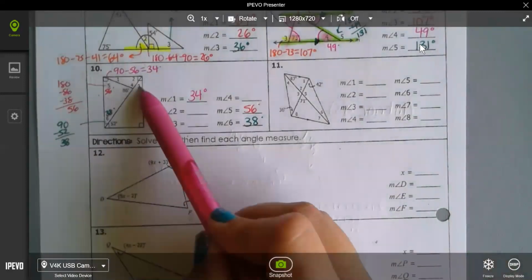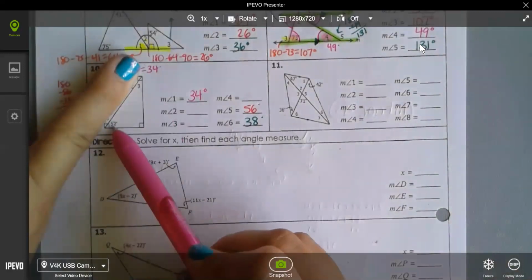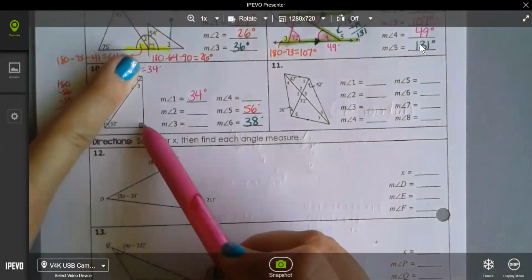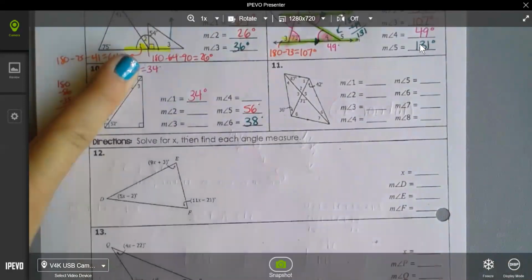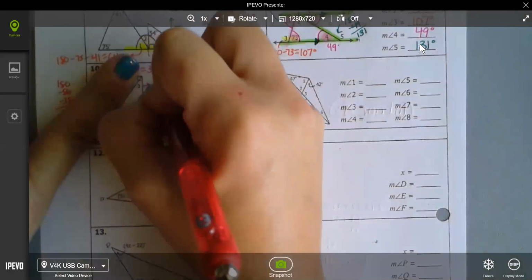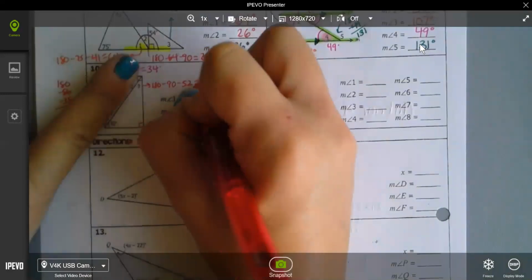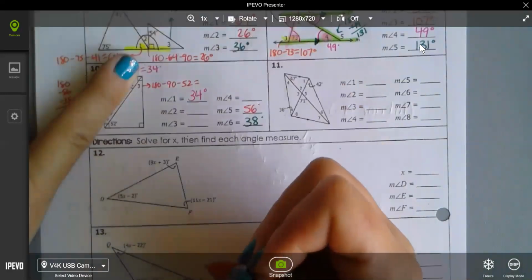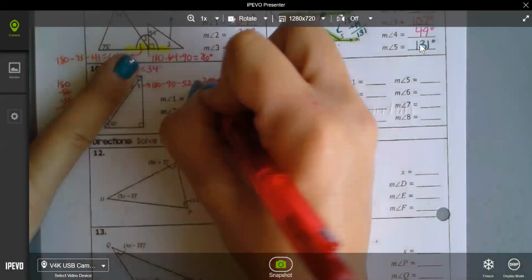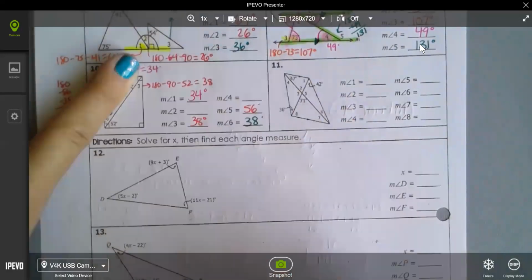Okay, how about number 3? Well, if I know that this one is 52 and this one is 90, that means that we can figure out what number 3 is. So that's going to be 180, get rid of the 90, get rid of the 52, and that's going to give us 38. So 38 degrees for number 3.